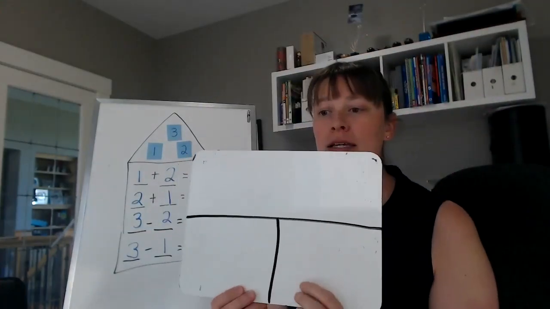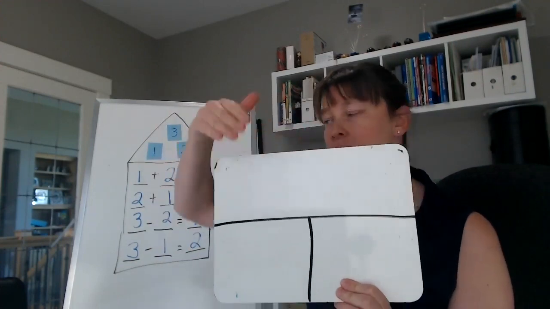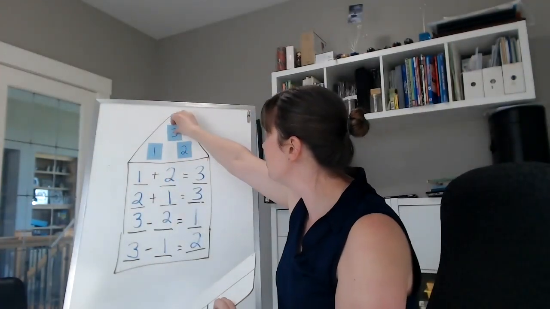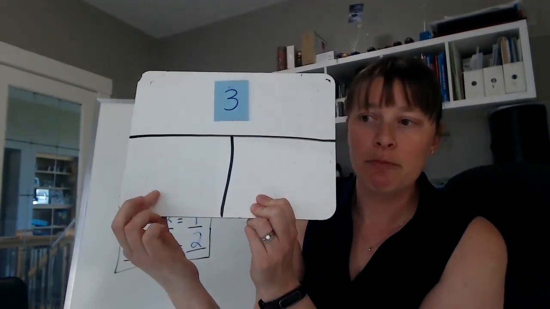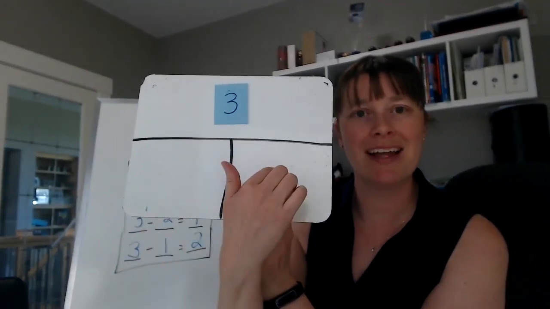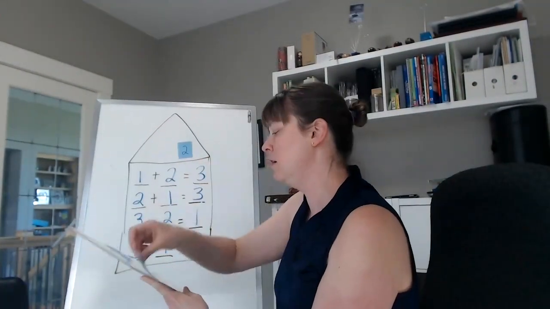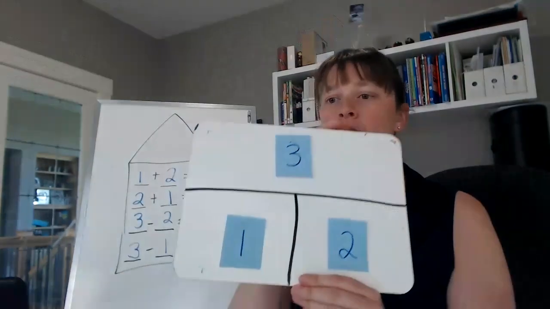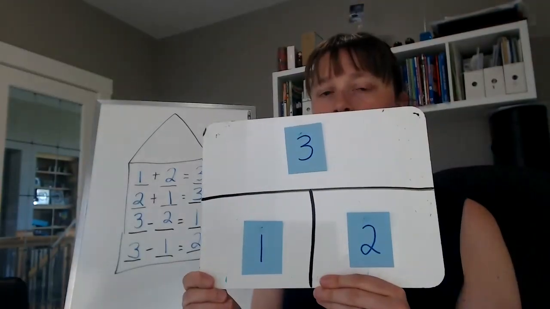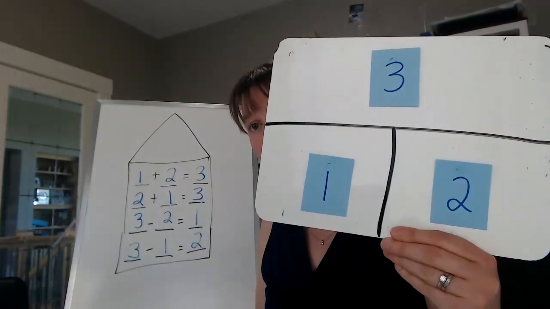But what it means is the whole is the big part. The whole is the biggest number that we've got. So our biggest number is 3. So that would go like that. The parts are the pieces that we add together to make 3. So I would stick 1 here and 2 there. So this Part-Part-Whole is the same thing as this, just written in a bit of a different way.